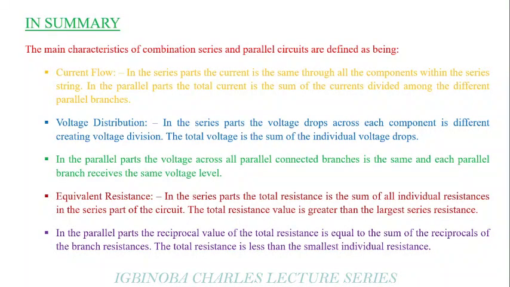3. In the series part, the total resistance is the sum of all the individual resistances in the series part of the circuit. The total resistance value is greater than the largest series resistance. So when you add resistances in series, the total resistance you get is always greater than the highest resistance in the circuit. Number 4, in a parallel part, the reciprocal of the total resistance is equal to the sum of the reciprocals of the branch resistances. So to calculate the equivalent resistance in a parallel circuit, it is 1 over the sum of the reciprocals of the resistance value of each component. But we must know that the total resistance in a parallel circuit is always less than the smallest individual resistance in the circuit.